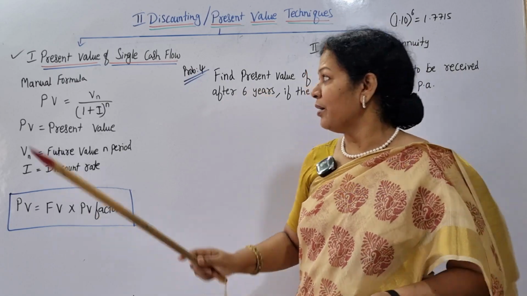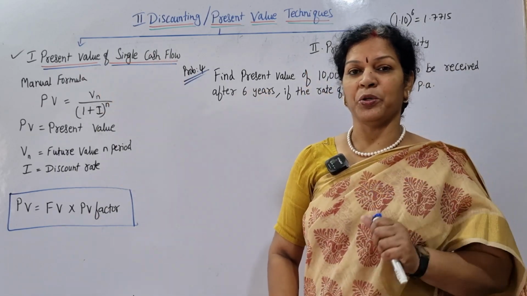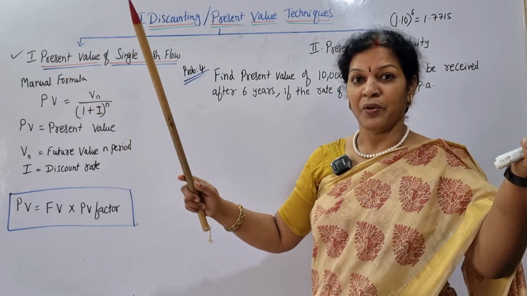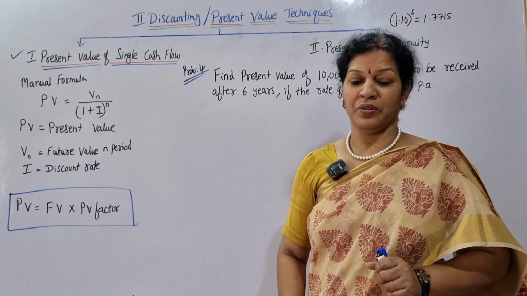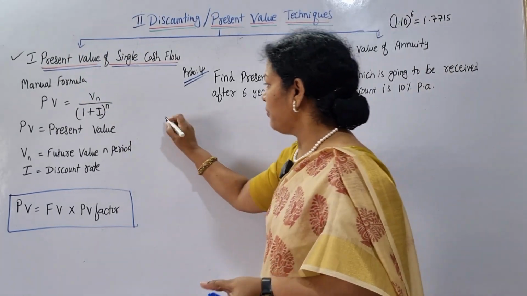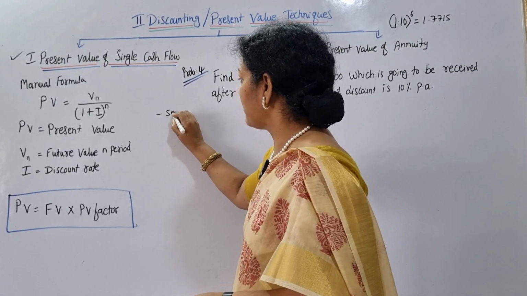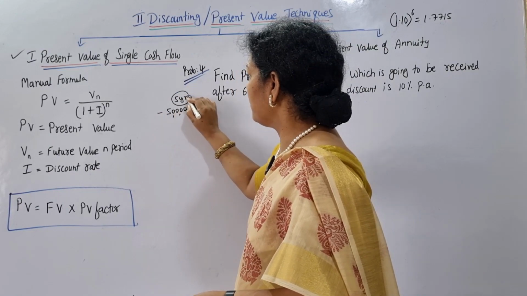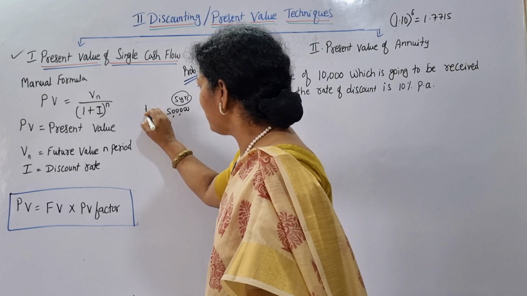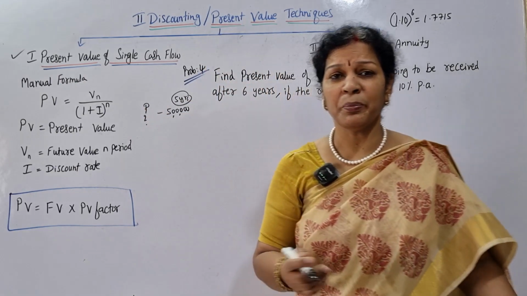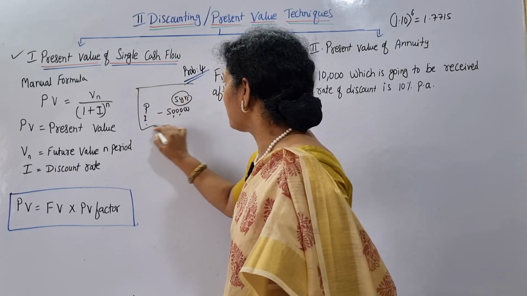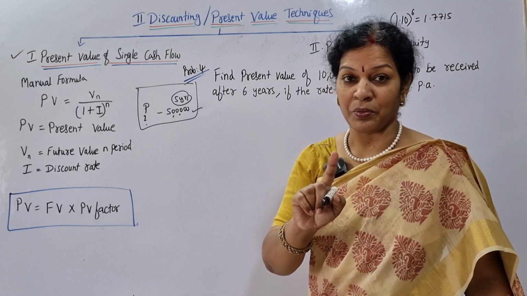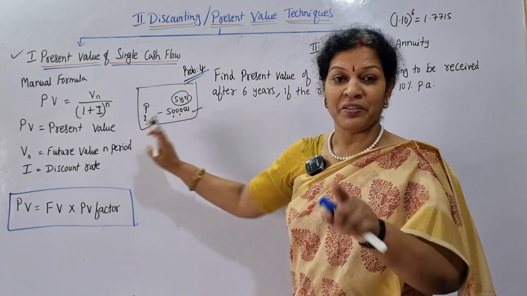Now, present value of single cash flow. Let me remind you once again. What is the present value of cash flow? Present value we are going to find out for a given one cash flow. Example, after 5 years, I am going to get 5 lakh. But what about the present value? This is the concept: present value of single cash flow. Single cash flow, only one cash flow. So future value is given, present value how much?